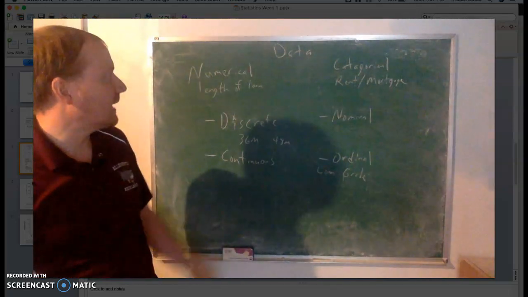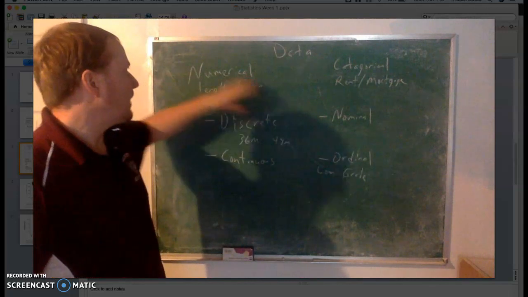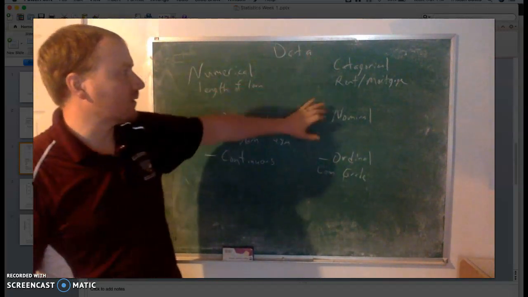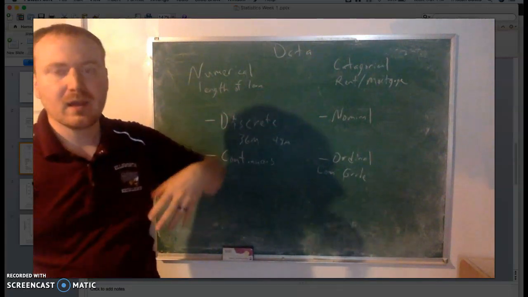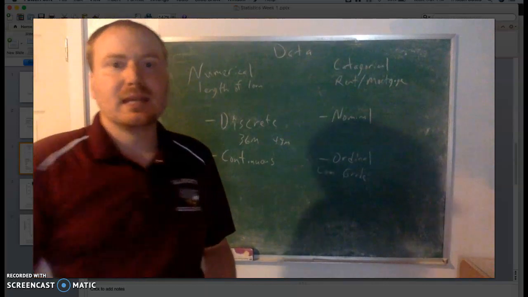So anytime we're looking at data, we always first separate it as either numerical or categorical. And then from there, if it's numerical, is it discrete or continuous? If it's categorical, is it nominal or ordinal? So that's kind of the first thing we look at with data: what type of data are we collecting?